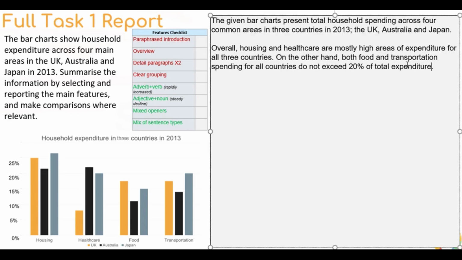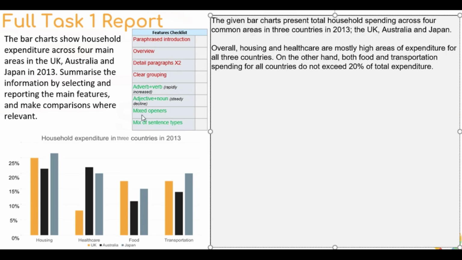Expenditure. Okay, so let's read this back. Overall, housing and healthcare are mostly high areas of expenditure for all three countries. On the other hand, and we've got a nice opener there, both food and transportation spending for all countries do not exceed 20% of total expenditure. So there we have it. That is my overview complete. So it's time to move on to our detailed paragraphs.